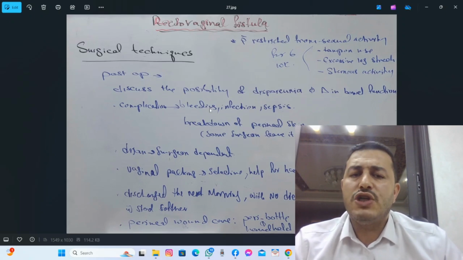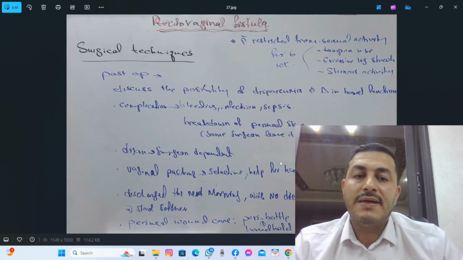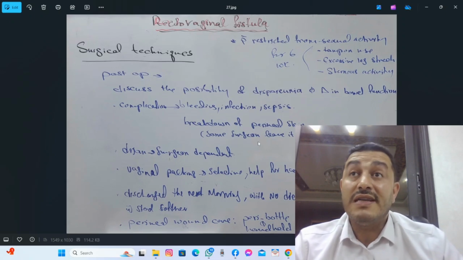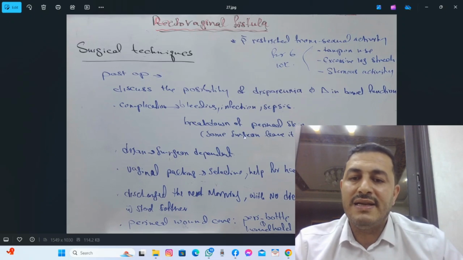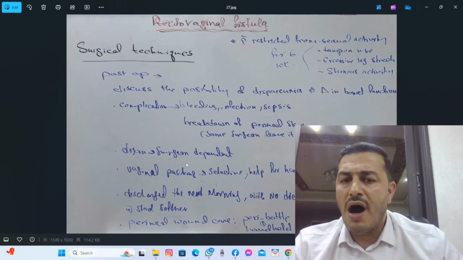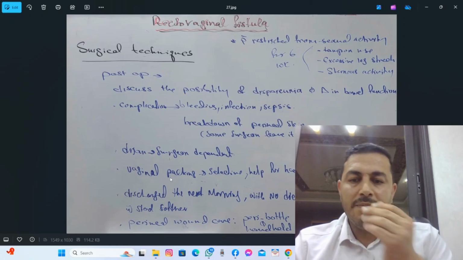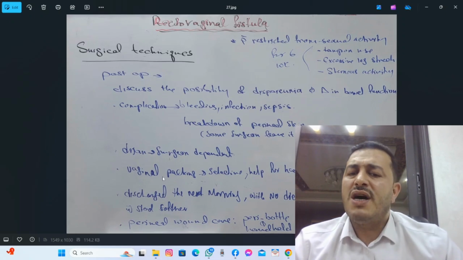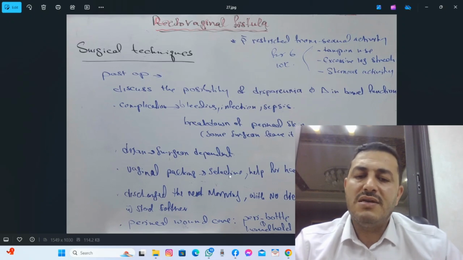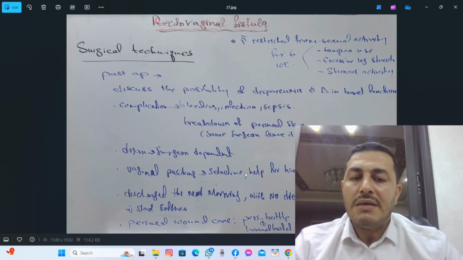Or the complications: bleeding, infection, sepsis. We said that in the perineal region there can also be breakdown of the perineal skin, so some surgeons prefer not to close it and leave it for secondary intention. Drains are surgeon dependent. Vaginal packing after surgery is selective and helps with hemostasis.